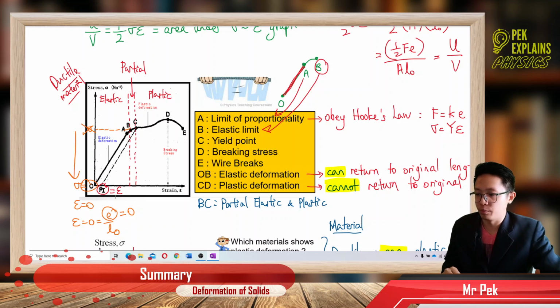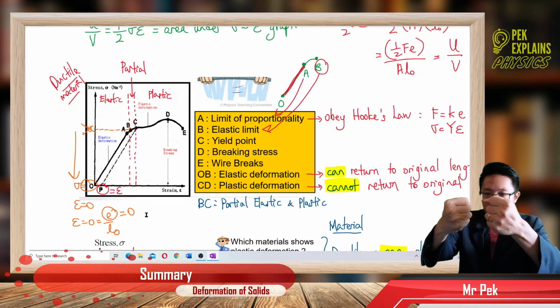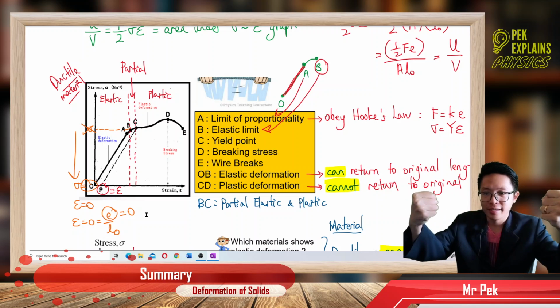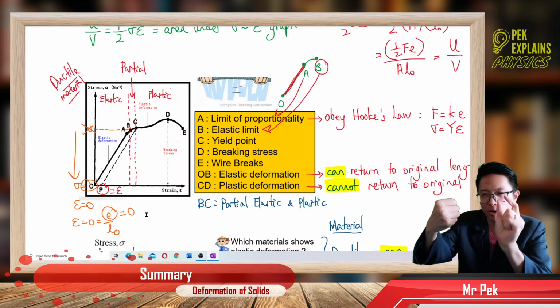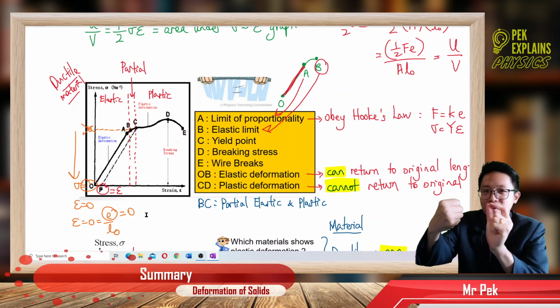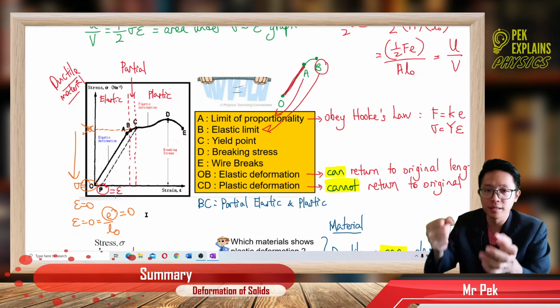Strain can only go back to P. So P is a very small value. That means it has a certain small amount of extension. You pull, it goes back to original length, but it has a small amount of extension already. It cannot go back to original length entirely. It's like a spring.